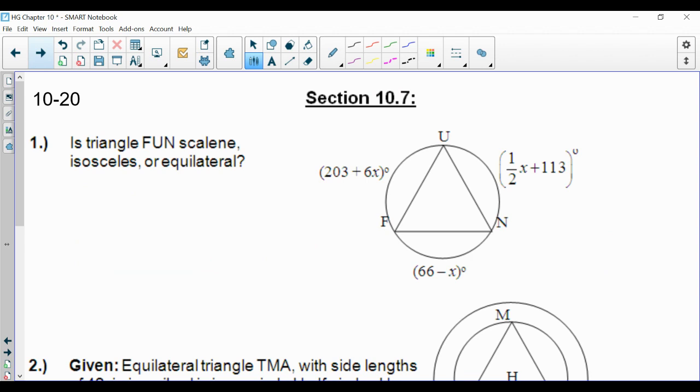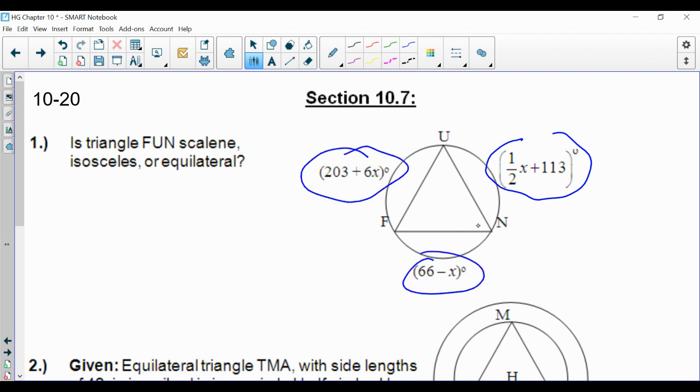All right, so now for number one, we want to know, is this triangle scalene, isosceles, or equilateral? But all we know right now is these arcs. Well, the nice thing is they're all arcs, and this triangle's inscribed in the circle. So, once we figure out what the arcs are, whatever this angle is, it's half. Whatever this arc is, it's half. Whatever this arc is, it's half.